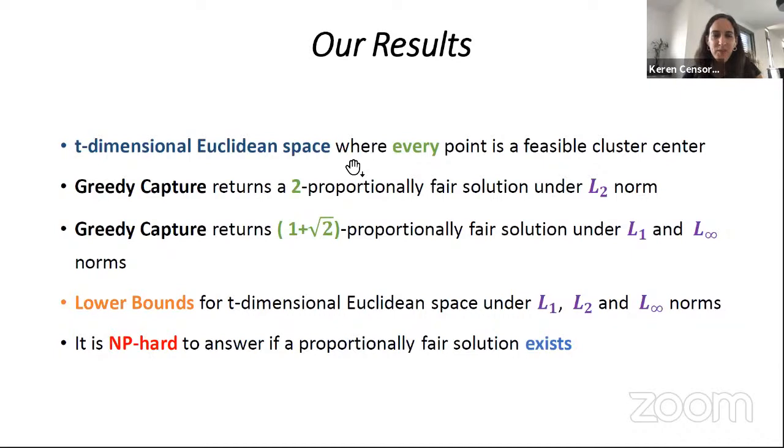So maybe you've said this, but what did the lower bounds give with respect to the upper bounds? No, I didn't mention that. Especially when we use the L2 norm in the metric space, the lower bound that we have is 1.15, while for the L1 and L infinity norms, our lower bound is 1.4, while grid capture returns a 1 plus square root of 2 proportionally fair solution. So there are significant gaps there.